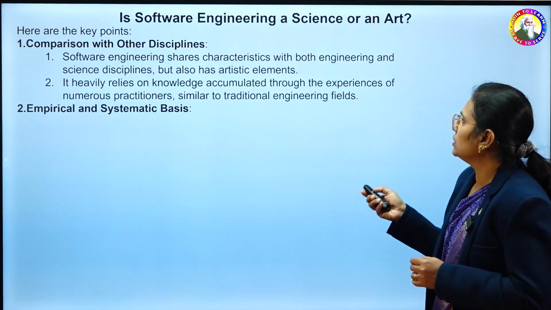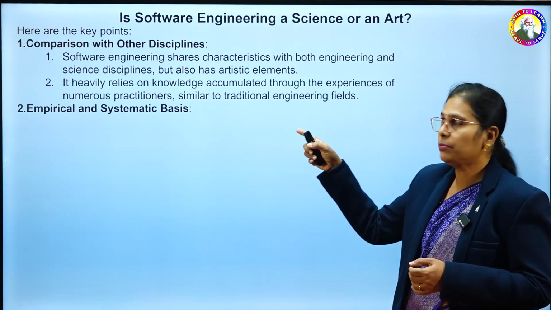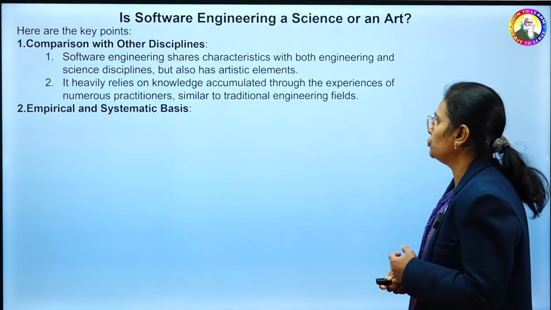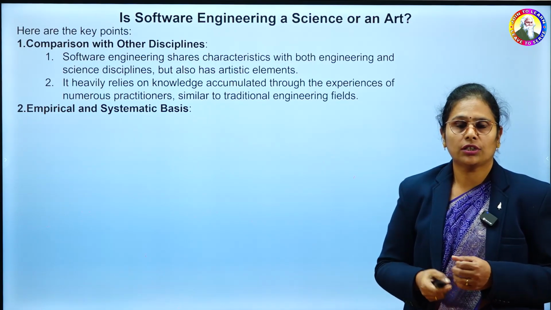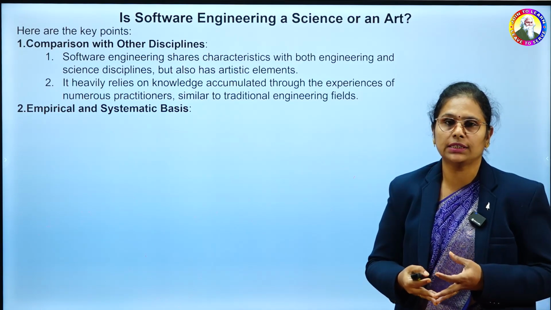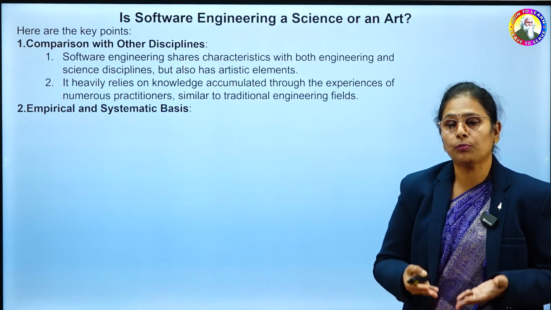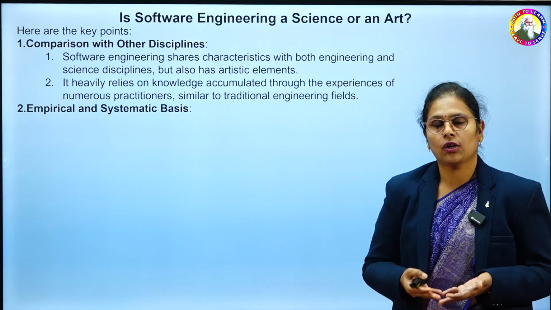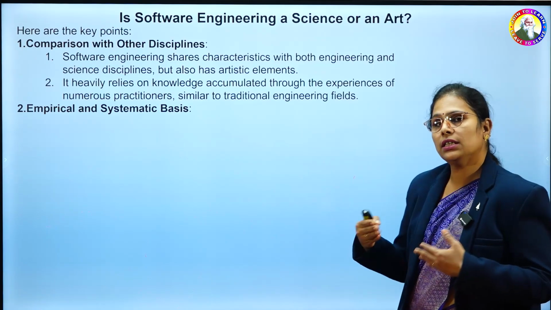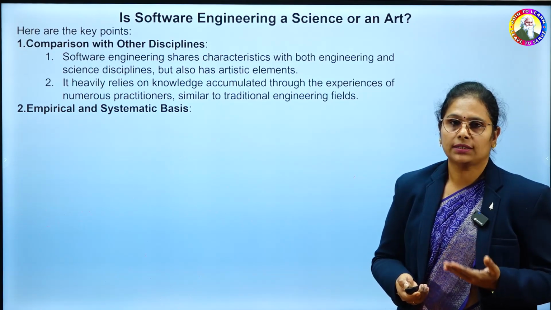Now, software engineering also has some artistic elements, not only the engineering and science discipline. It heavily relies on knowledge accumulated through the experience of numerous practitioners. As I told you, it is not an overnight development. It has gathered all the principles, guidelines and the experience of the past programmers, the good programmers I mentioned just now, who have so much knowledge acquired by their experience. Similar to other types of engineering fields, in the same manner, they get the knowledge from the previous or past experience.